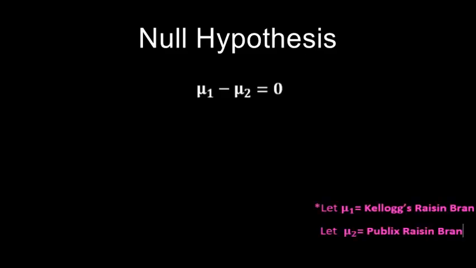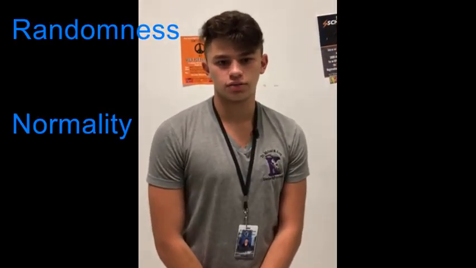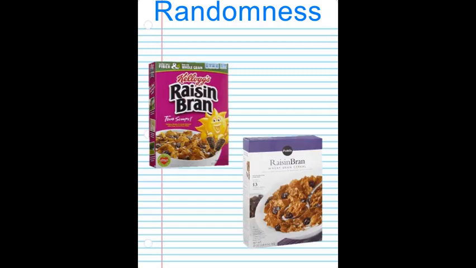We outlined the null hypothesis, which was that the mean difference in raisins between the Kellogg's and Publix brand was 0. Our alternative hypothesis was that there are significantly more raisins in the Kellogg's Raisin Bran. Next, we tested our conditions, which were for randomness, normality, and independence. We selected five boxes from each brand.